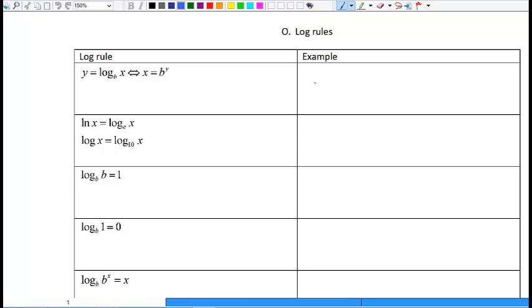Okay, so the first thing we're going to look at is converting from log form into exponent form. So let me give you some exponential statement that we're familiar with. So 2 cubed is equal to 8. So in log form, what this translates to is log base 2 of 8. So 2 to what power gives me 8 would be 3.